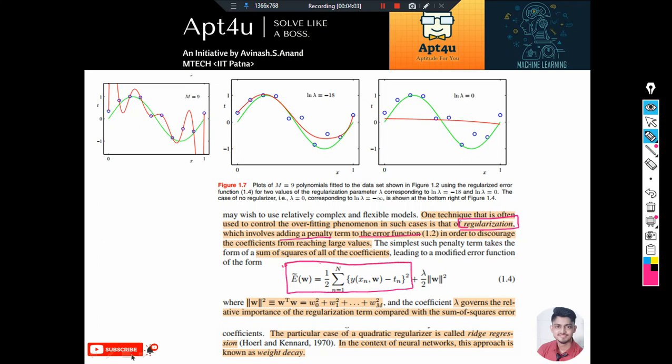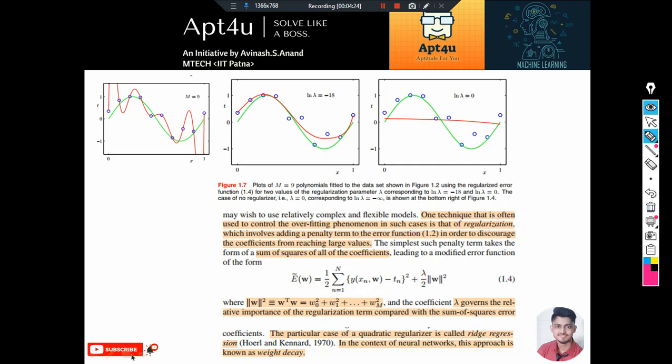Now, in order to control overfitting using regularization, we will add an additional term, which is lambda by 2 times modulus w square. Now, what is this actually? This is actually the penalty term. This penalty term will take into account and reduce the overfitting. Now, how does it reduce the overfitting?